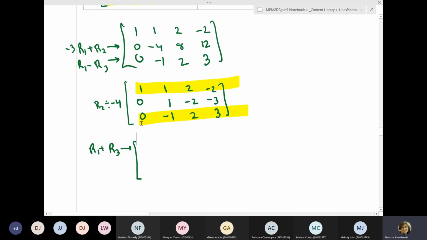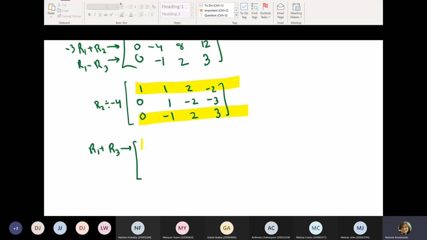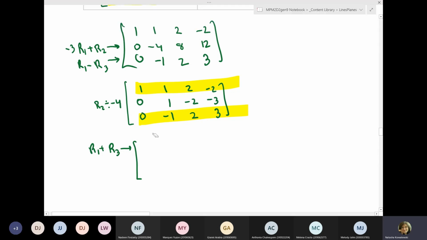So 1 plus 0 is still 1. 1 plus -1 is 0. 2 plus 2 is 4. -2 plus 3 is 1. What else should I do in this row? So I'll keep the middle one as is because I have the 1. What else should I do?